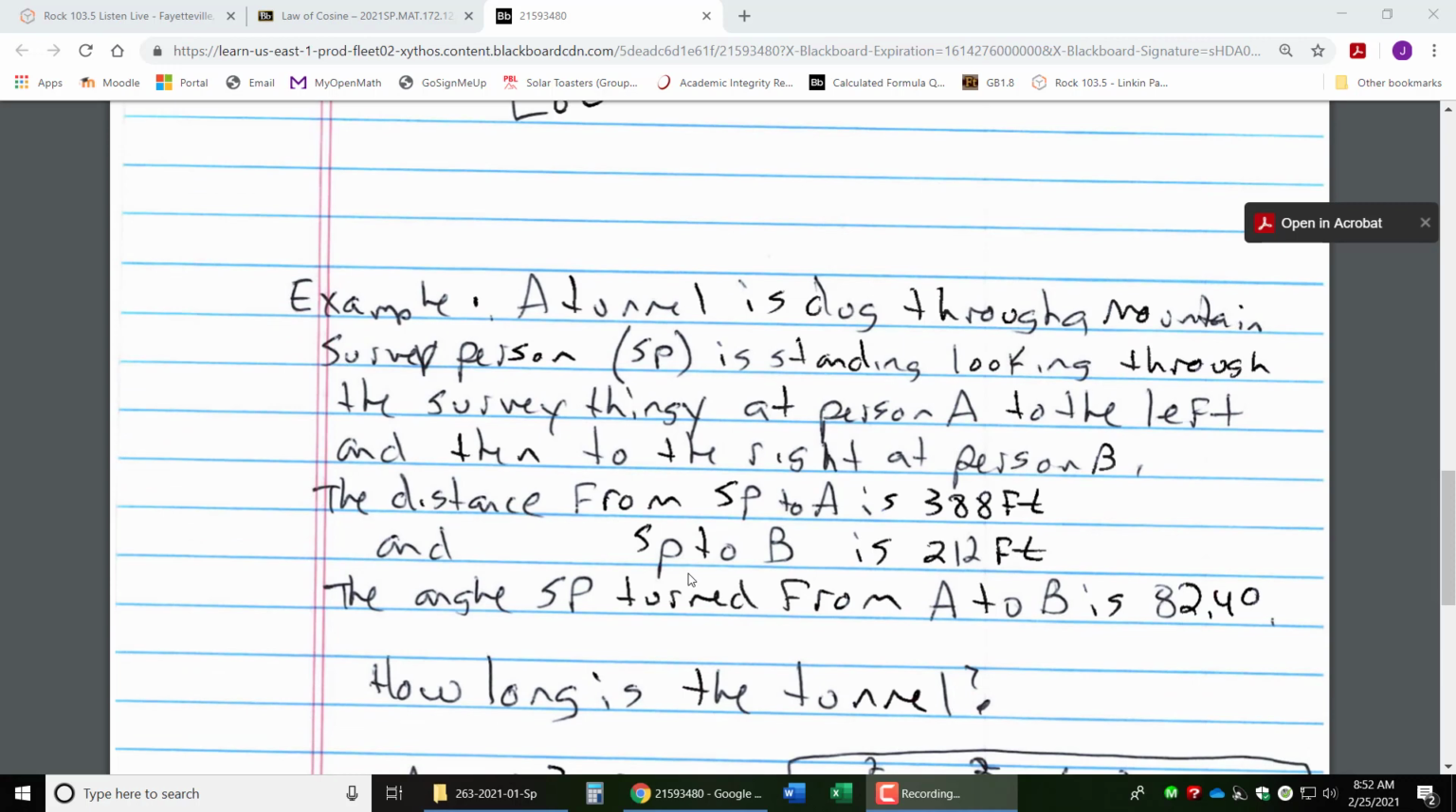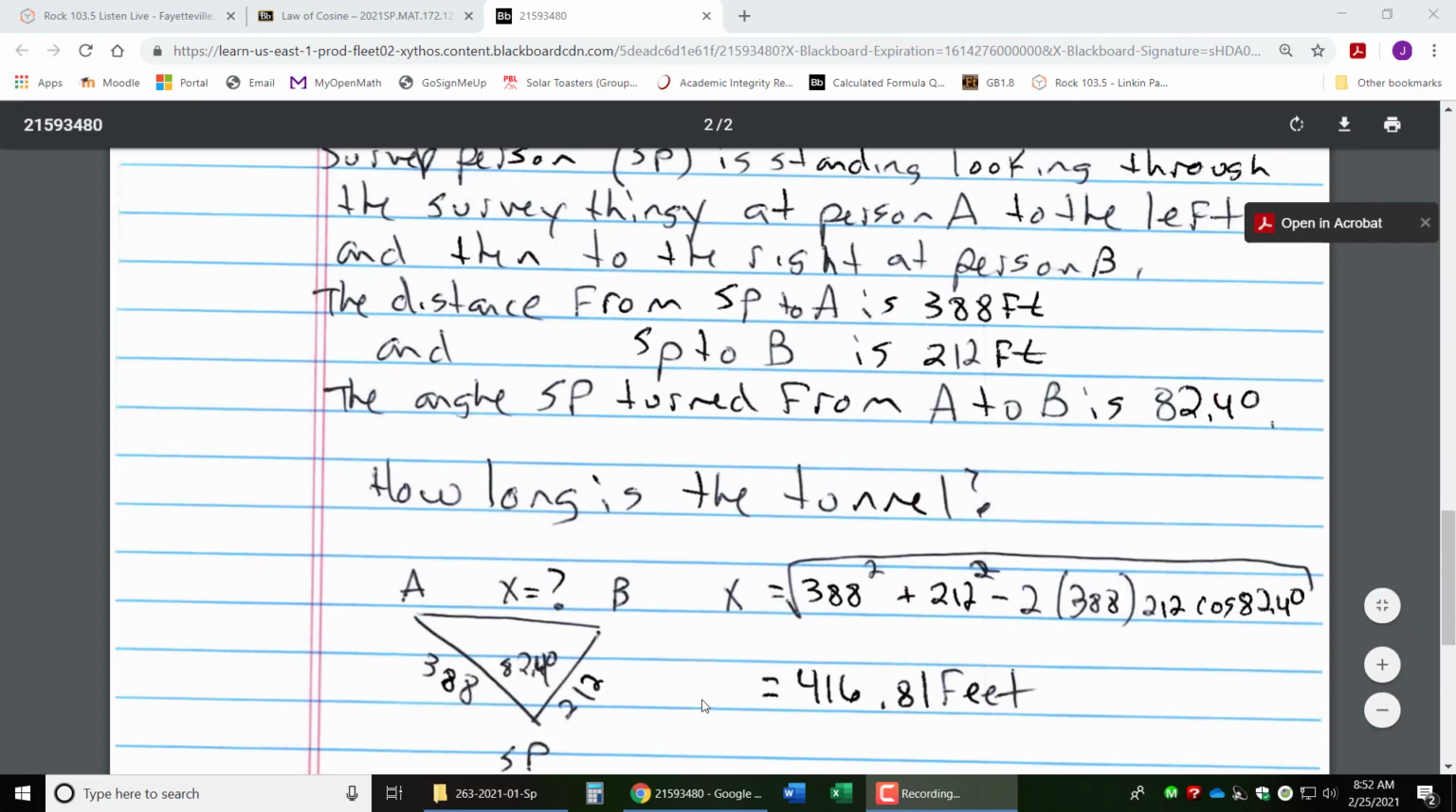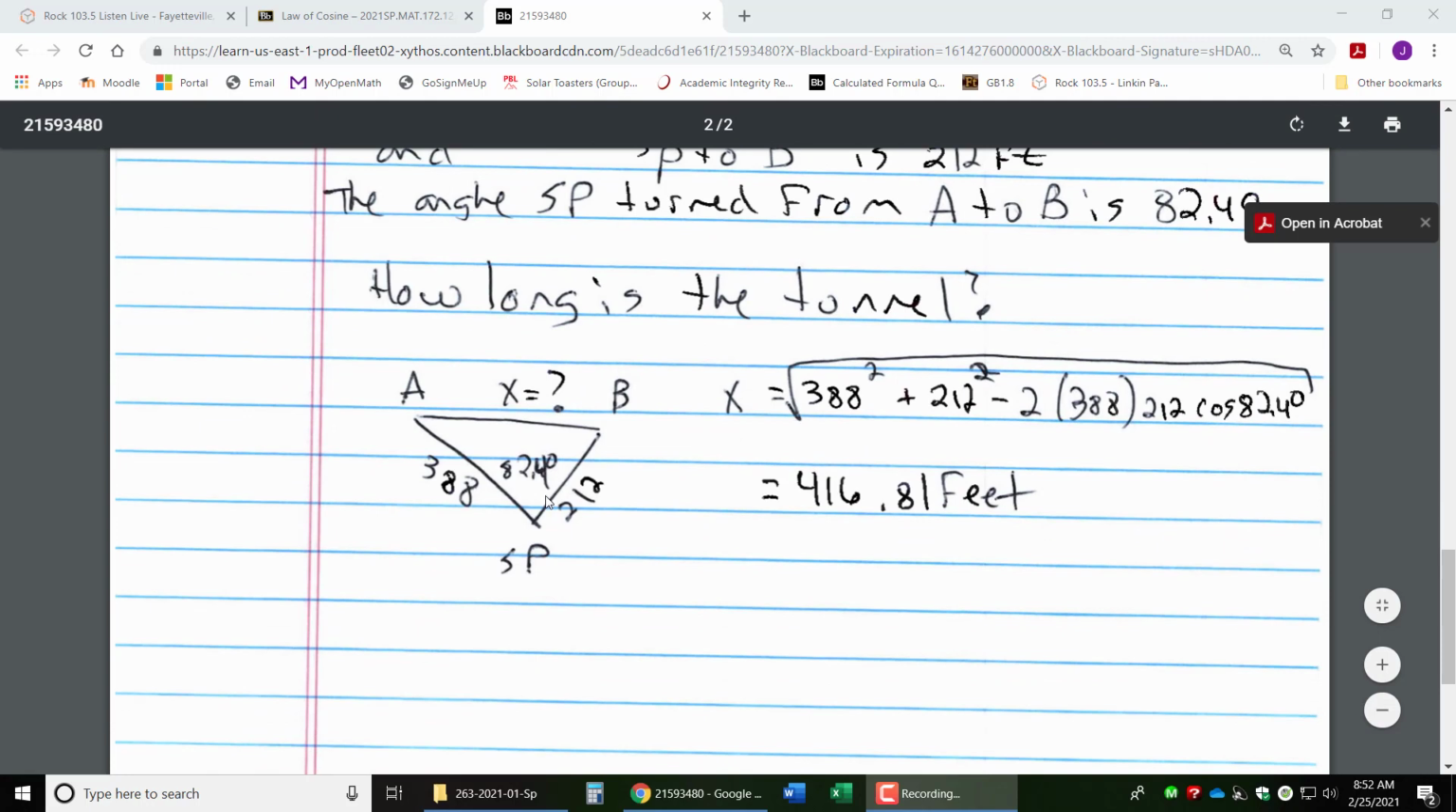So we have the distance from the one person, the survey person, to the other two people, and we have the angle in between like that. And if you draw the diagram like I have here, it should be law of cosines. So we got two sides, angle between. What's the angle, the side opposite? Just plug it in, type it in the calculator, and you're done.